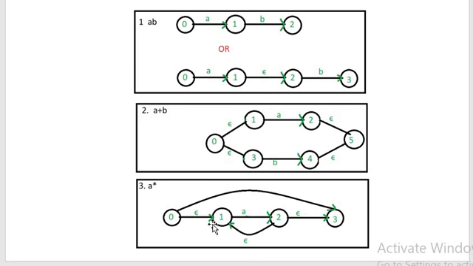Closure of A: state 1 to 2 with the symbol A, and the closure. State 0 is the first state, and 3 is the last state. So we have the connectivity from starting to ending, 0 to 3 and 2 to 1. In this way we have to convert our regular expression into NFA.